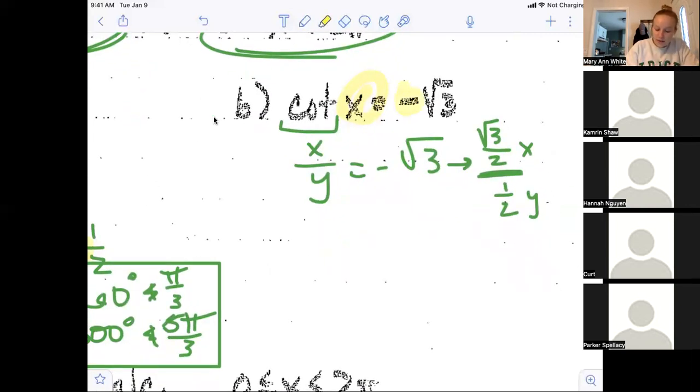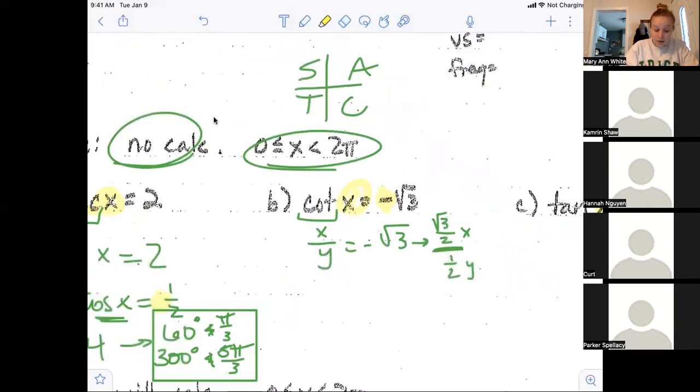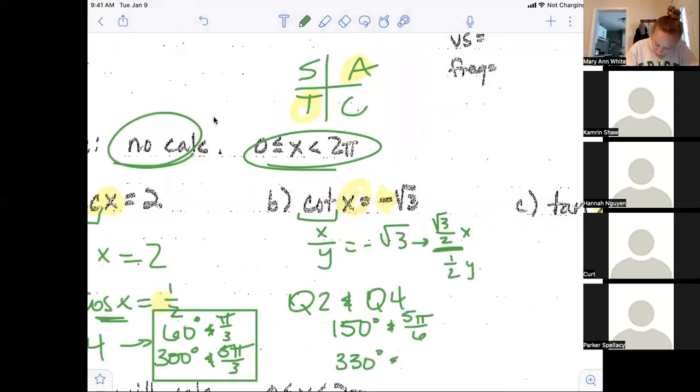I do also know I'm in a negative cotangent. So I have to think, okay, where is cotangent negative? I know it's positive in 1 and 3. So that means it's negative in the other 2. It's negative in 2 and 4. And so where my x is √3 over 2 and my y is 1/2 in quadrants 2 and 4, that is at 150, which is 5 pi over 6. And it's at 330, which is 11 pi over 6.